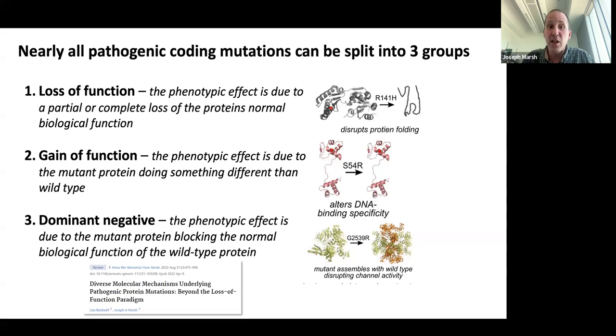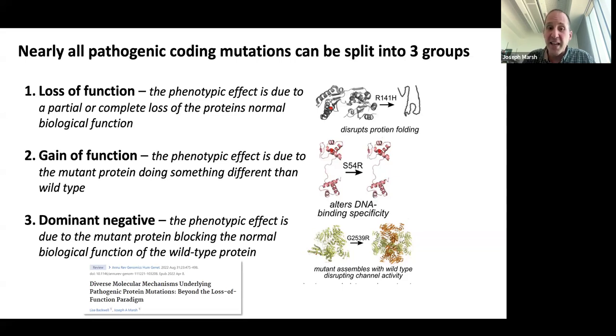So there's variants that cause a loss of function, and that's where the disease, the phenotypic effect, is because the protein loses, partially or completely, its normal biological activity. And so these kind of destabilizing mutations that stop a protein from folding properly are an example of that.